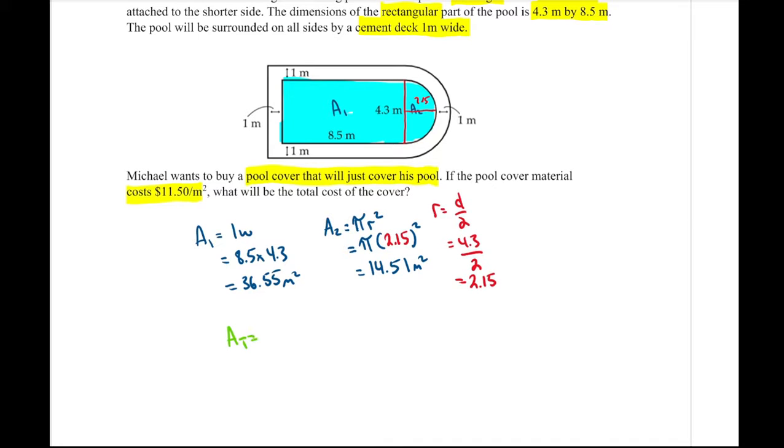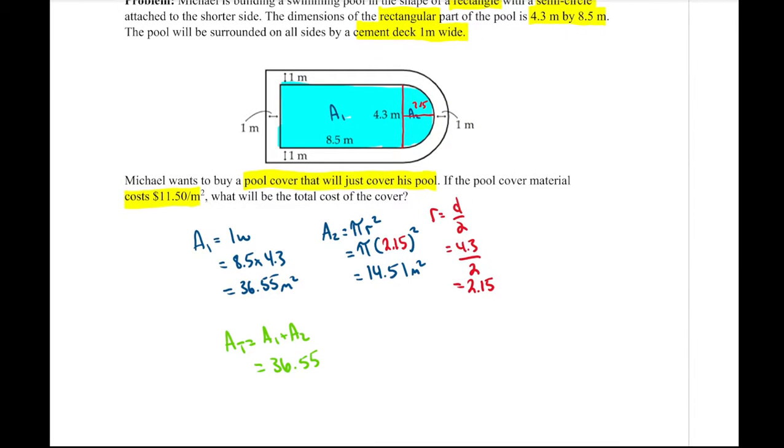So here the total area is equal to area 1 plus area 2, or 36.55 plus 14.51. And you should get a total area of the pool of 51.06 meters squared, depending on how many decimal places you used and what your rounding was. So that's the area of the pool.